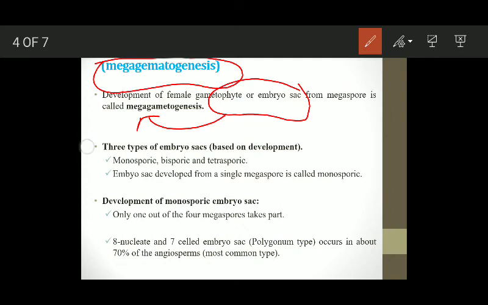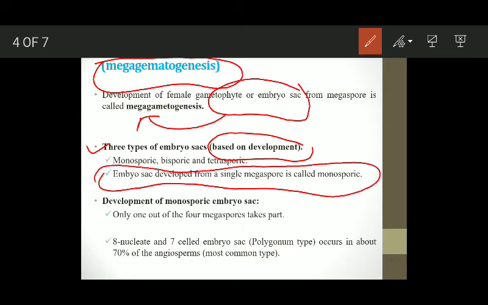There are three types of embryo sacs in angiosperms based on the development. Depending upon whether 1, 2 or 4 megaspores are involved in the formation of the embryo sac, accordingly we have monosporic, bisporic and tetrasporic types of embryo sacs. The monosporic embryo sac develops from a single megaspore.